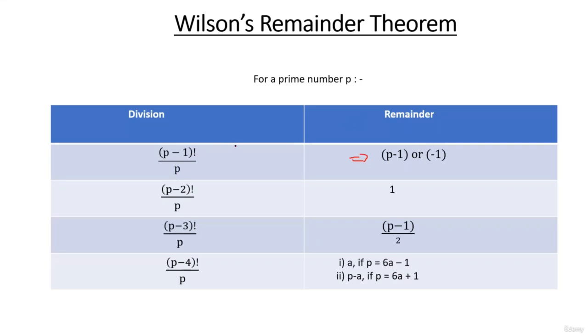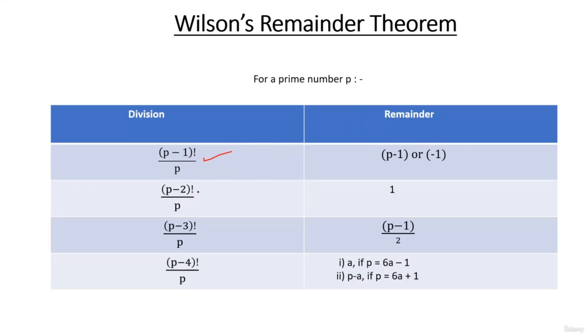Okay, let's check any prime number. 5. So 5 minus 1 will be 4 factorial divided by 5. 4 factorial is 24 upon 5. The remainder is 4. मिल गया p minus 1 or minus 1 as such, right? So this is basically true for our prime numbers. Okay. Next pe aate hain guys.